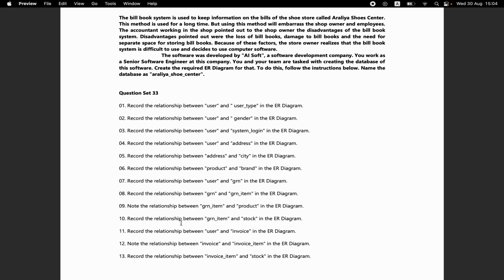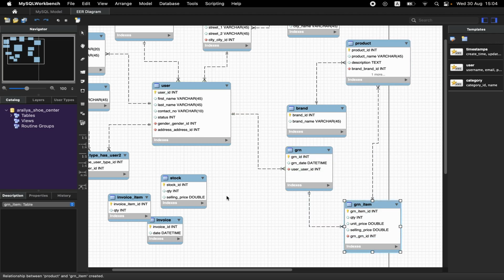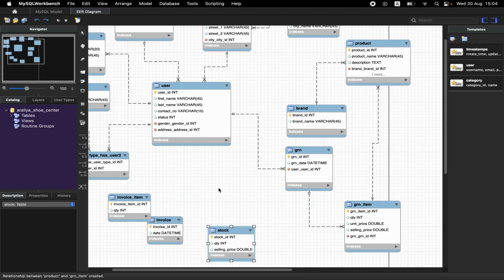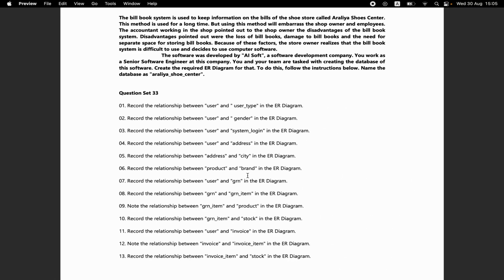10th one is record the relationship between GRN item and the stock. So the relationship between the stock and the GRN item is one to many. A stock can have many GRN items, but a GRN item can be only in one stock. It can't be in multiple stocks.